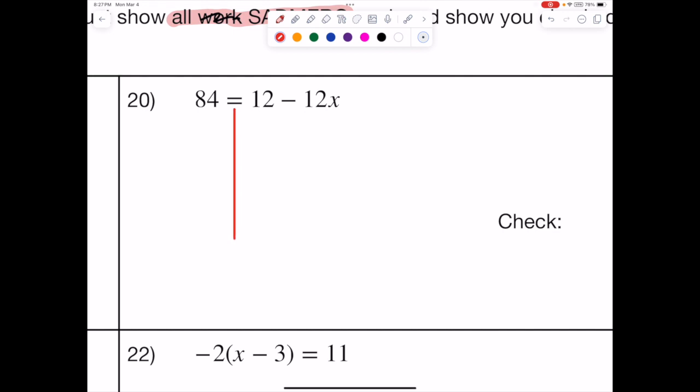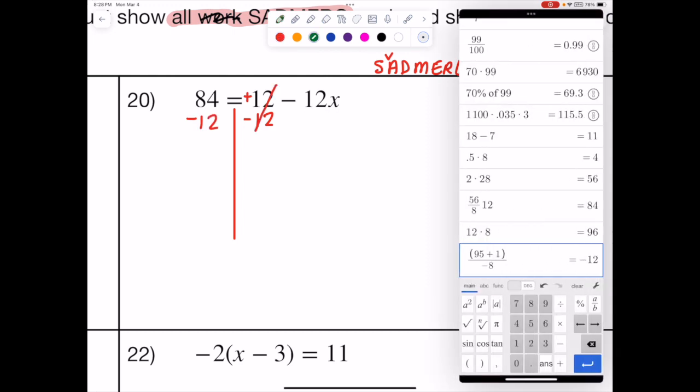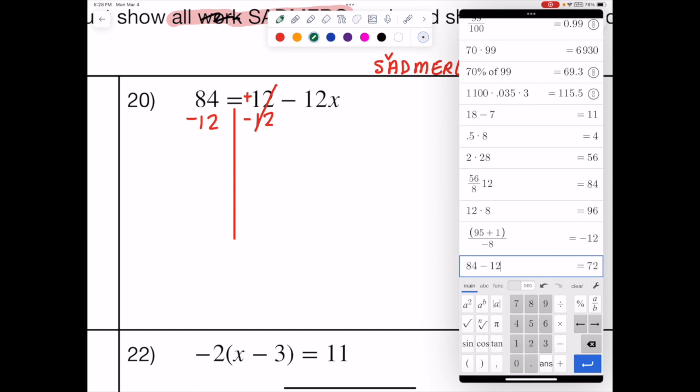Okay, and let's go ahead and start isolating your variable. If we're thinking opposite order of operations, SAD-MERG, any addition, subtraction first. I have a positive 12 here, so let's subtract 12 from both sides. That goes away. 84 minus 12 is 72.